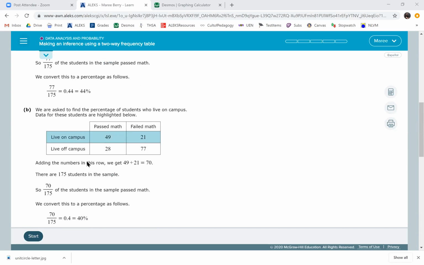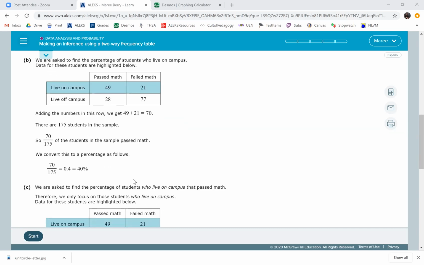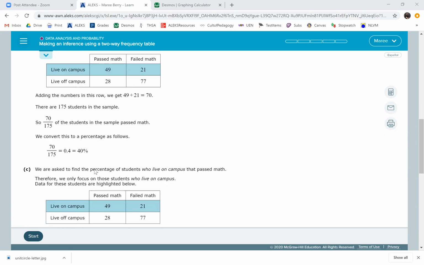Then it says, what's the percentage of students who live on campus? So now you want to look at this row and add those two numbers together to get 70 over 175. You'll get a decimal, times by 100 to get the percent.